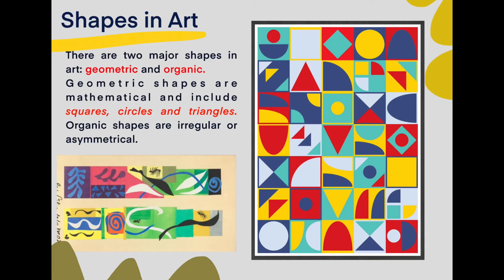So let's have a look at some shapes in art. There are two major shapes in art, geometric and organic. Geometric shapes are mathematical, so they include squares, circles and triangles. And you can see this in the work on the right hand side. And then we have organic shapes, which are irregular or asymmetrical. And this is more like the work underneath the text. So you can see they're kind of free flowing and they're a little bit more squiggly.